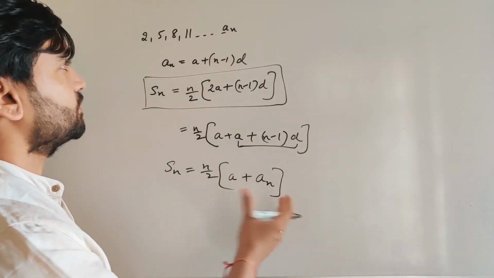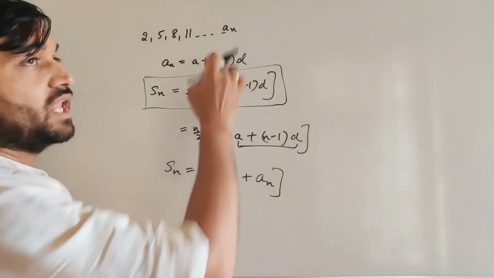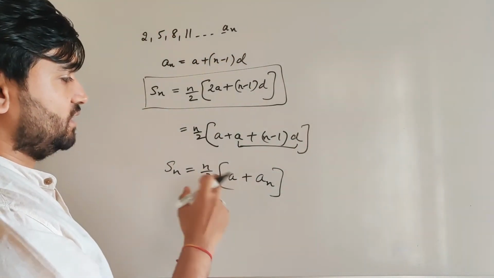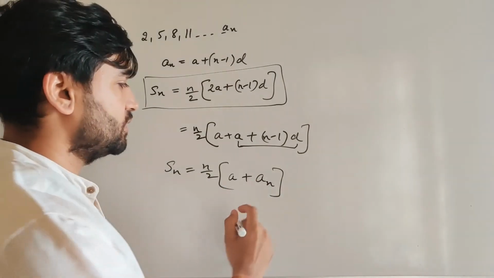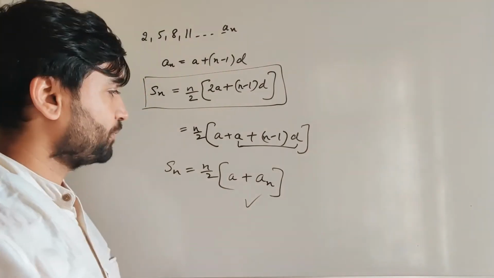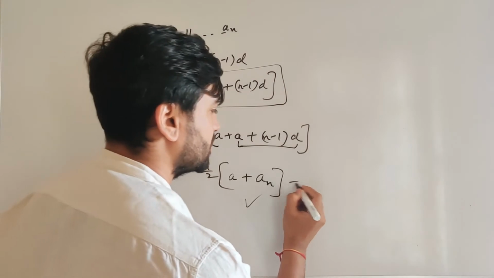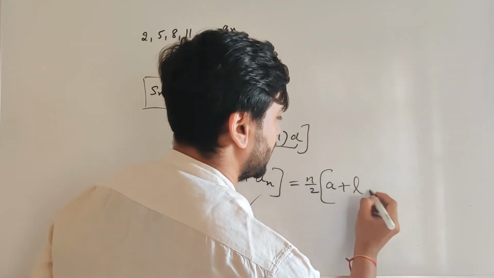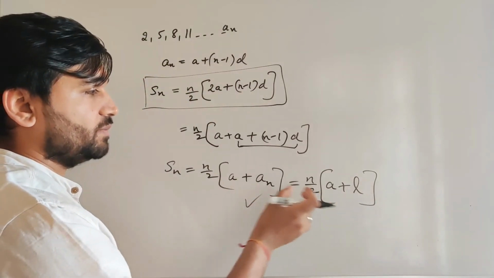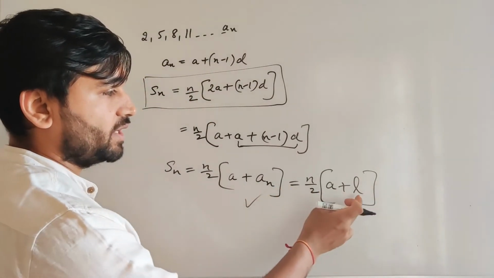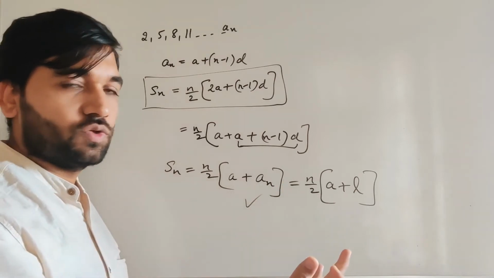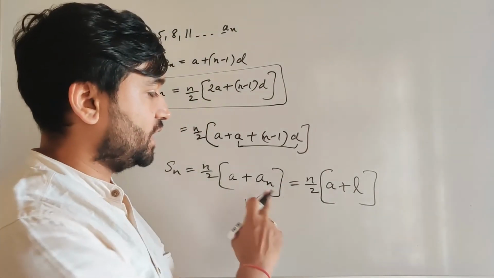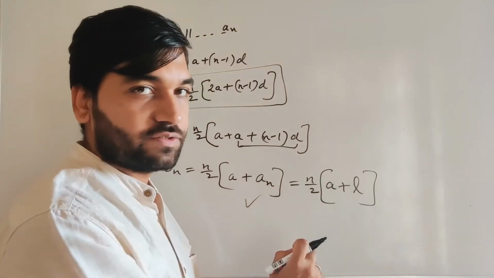So we use this formula sometimes when we know the last term. If we know the nth term, if we know the first term, and if we know the number of terms, we can use this formula. Okay, and sometimes we also use this formula, a plus l. So sometimes the last term is denoted by l. An, as you know, is the nth term, but we also denote the last term by l as well.